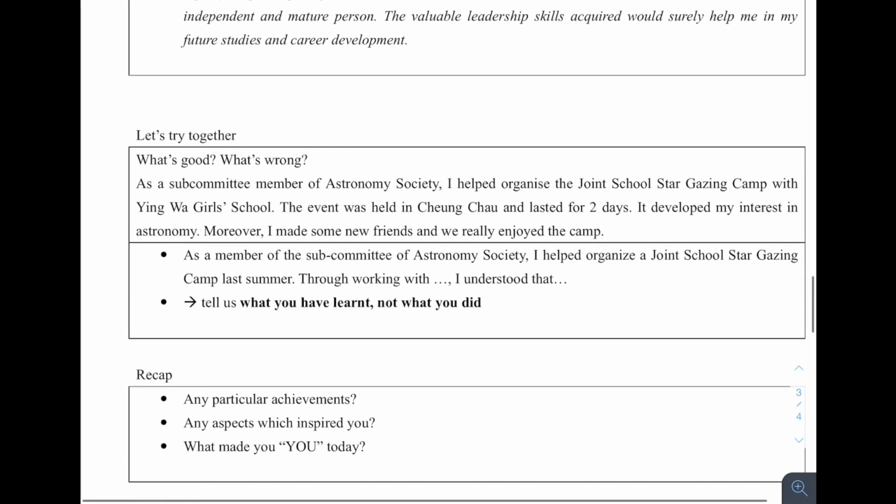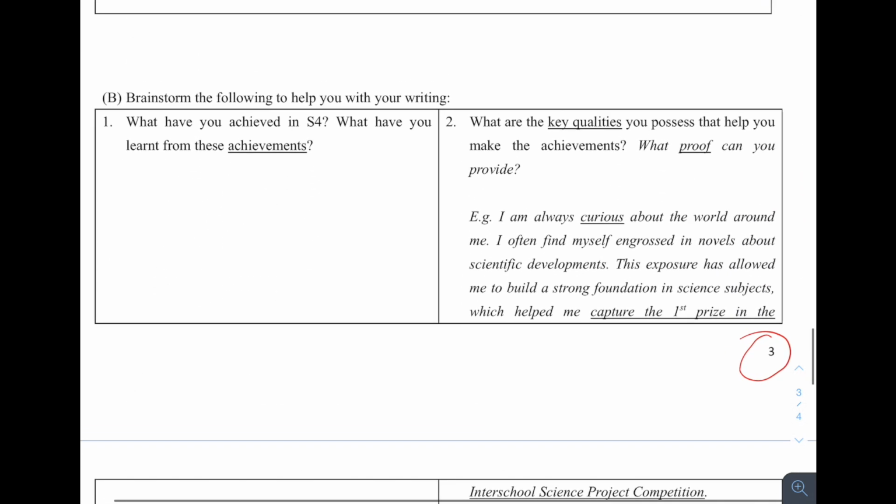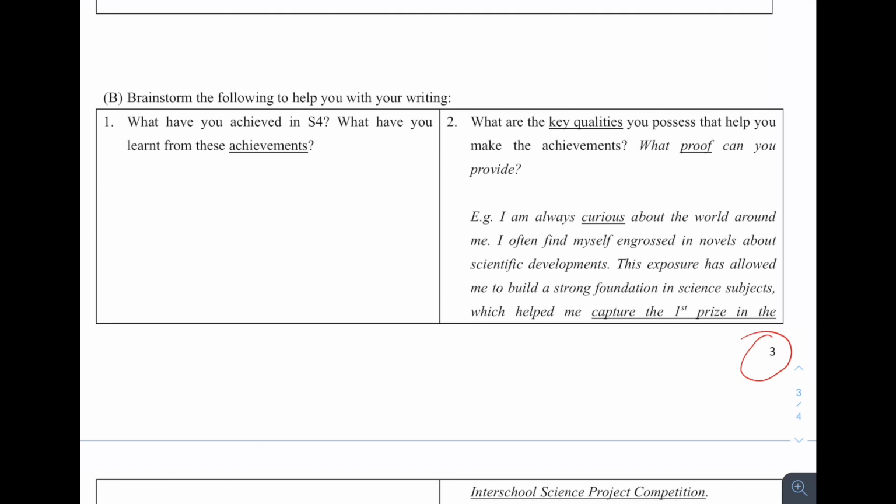So now let's look at page 3 of the worksheet. These points may help you with your writing. Try to brainstorm the following points when you write your essay. Number 1, what have you achieved in S4? What have you learned from these achievements? Have you taken part in any competitions? I know that many competitions have been cancelled, but have you taken part in any, maybe in the first term?